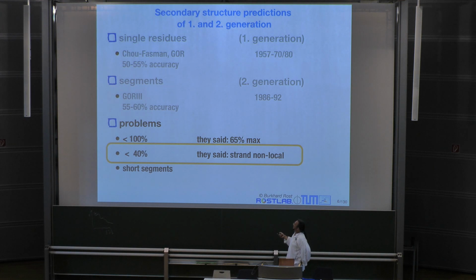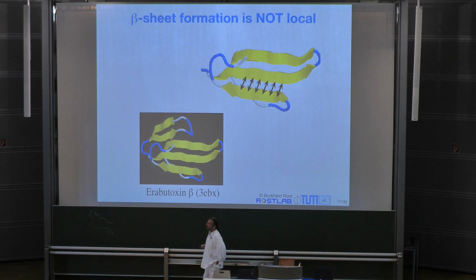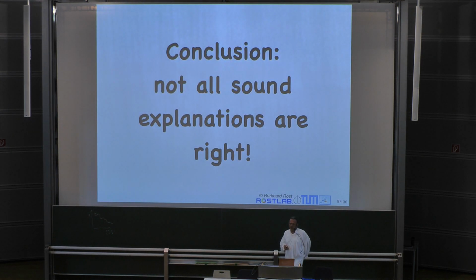Now, that means that we can do much better for beta strand, and the fact that most methods get beta strands wrong has nothing to do with the fact that beta strand correlation is done locally. But there is another issue now.